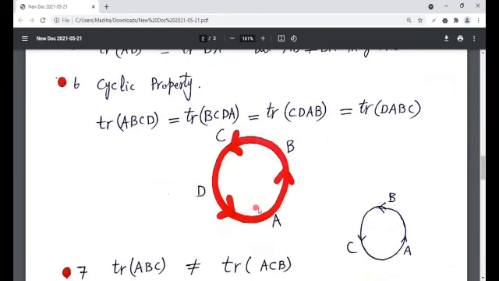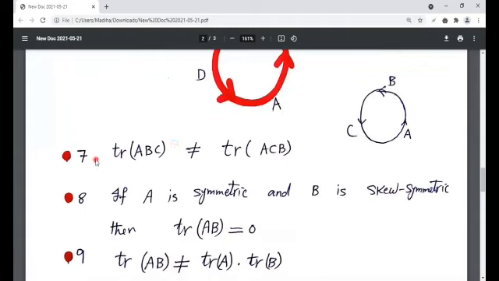If we preserve the cyclic order of the matrices, then its trace is always equal. Trace of ABCD, which are in anti-clockwise rotation, is equal to trace of BCDA, which is equal to trace of CDAB, and this result is also equal to trace of DABC.